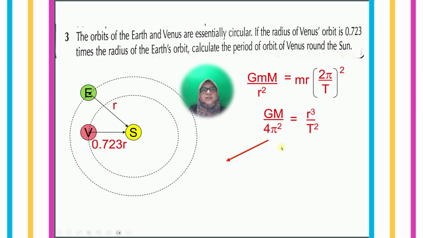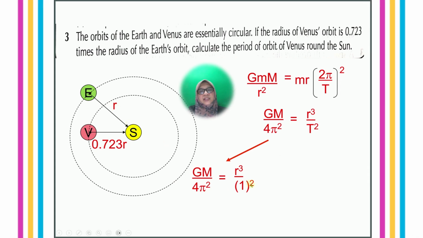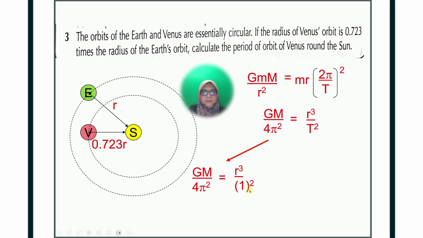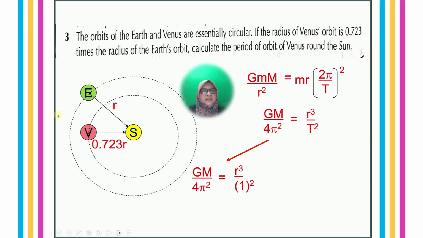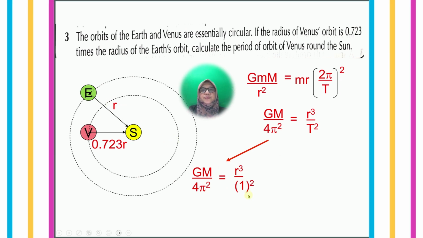Okay, so now we have two equations. The first one is for the Earth and Sun. So for the Earth and Sun, GM over 4 pi squared is a constant. So r cubed, this distance Earth to Sun, divided by the period of Earth traveling around the Sun, 1 year. So we use year as a unit. So this is equation 1.